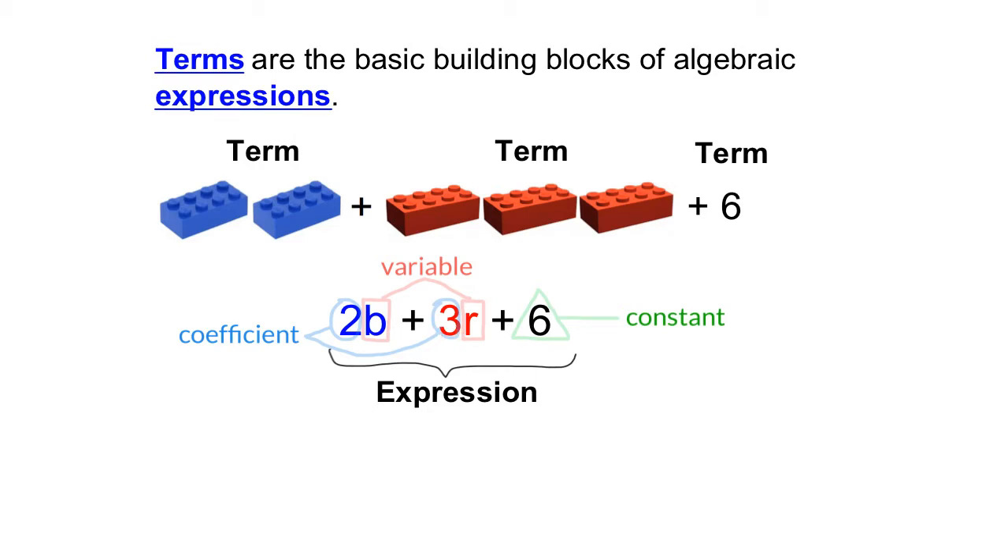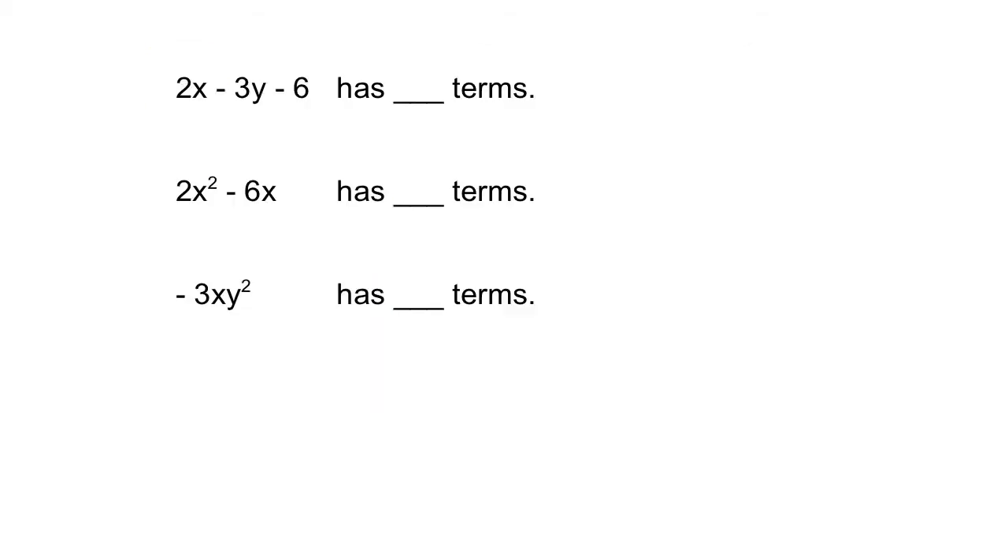And just remember, the reason why we have terminology and we need to know the definitions of these words is so that you can understand what I'm talking about when I use those words, and also so that people will understand you when you're talking about these mathematical ideas. So let's look at 3 examples here. Here's an expression, here's another expression, and here's a third expression. How many terms does each expression have?